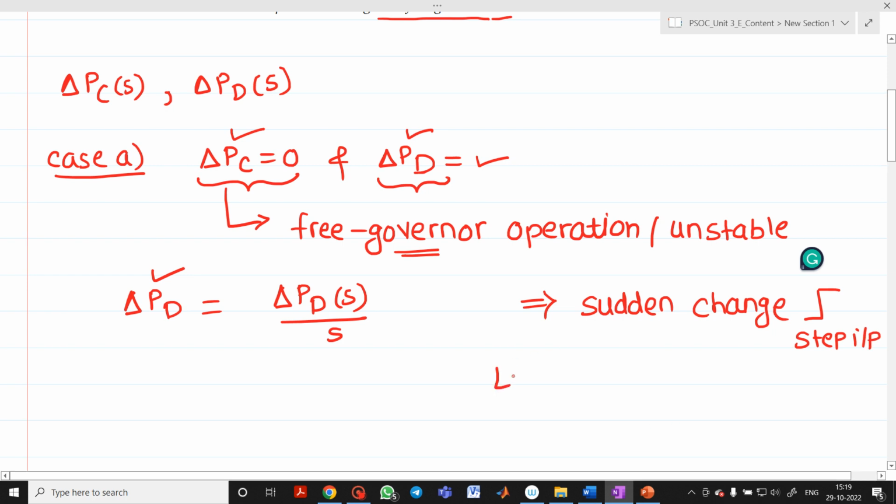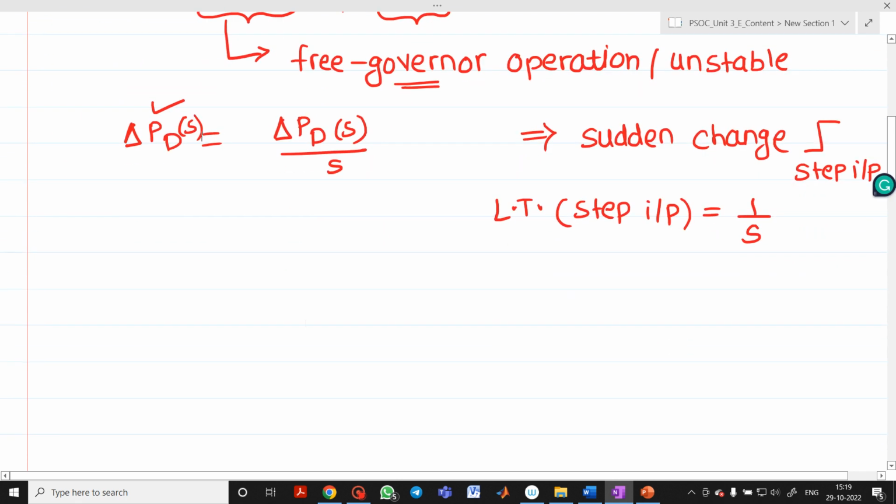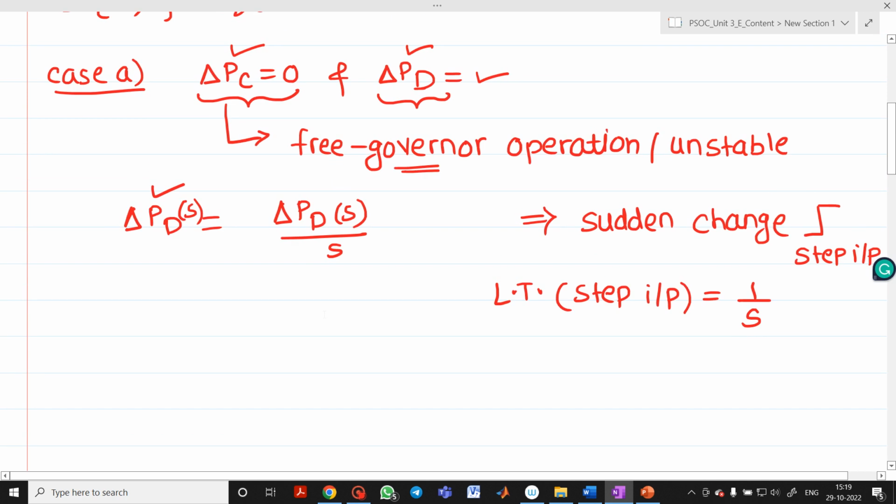And the Laplace transform of a step input is nothing but 1 by S. So in place of delta PD of S, what we have to write? Delta PD of S upon S. And this unstable operation is also called uncontrolled operation. Why? Because even though there is a change in the load demand, there is no change in the governor setting, that is delta PC.